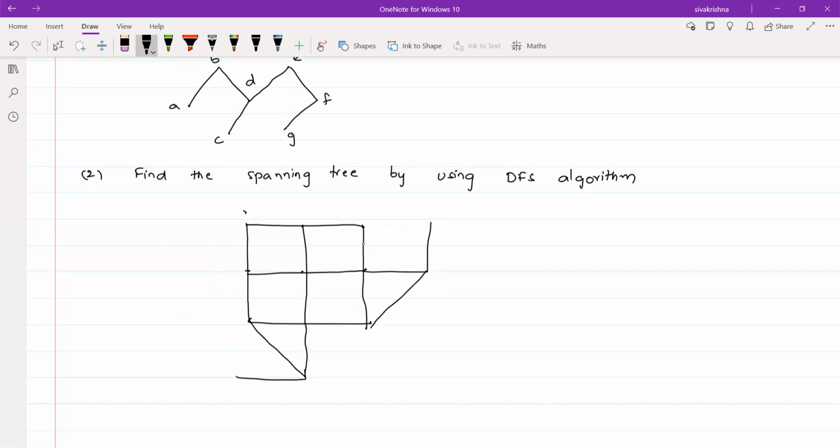I am writing the vertices: A, this is B, this is C, this is D, this is E, F, G, H, this is I, J, this is K, this is L, and this is M.